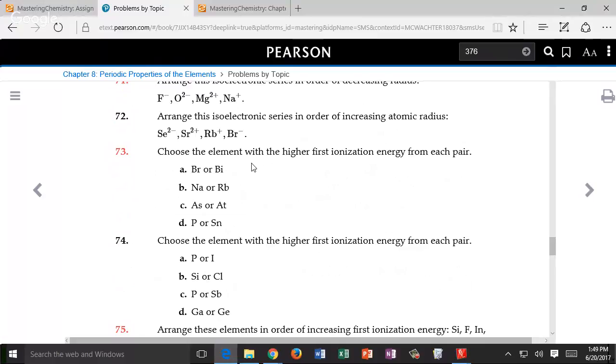One is the quantum levels, and the other is the effective nuclear charge coming from the placement on the periodic table from left to right. So the fact that bromine is closer to noble gas configuration means it's going to have a higher effective nuclear charge on those valence electrons, making them harder to ionize.